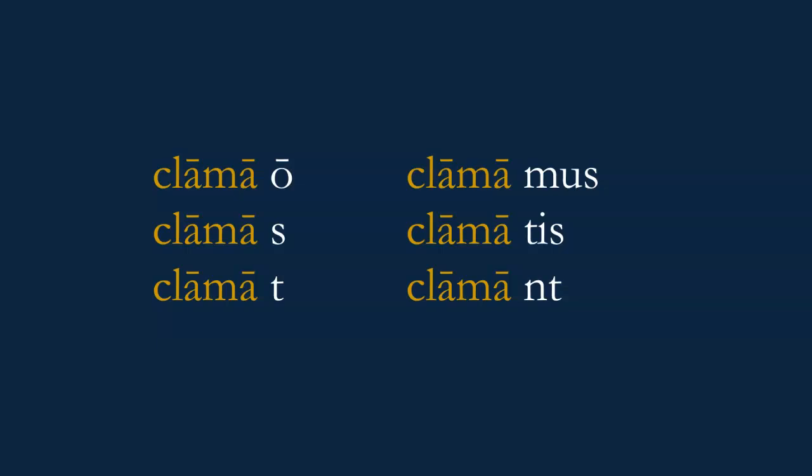Second, there is a rule that if a word ends in m or t, the last syllable of that word cannot be long. Clamat and clamant end in t, so their last syllables cannot be long. So these are the changes that we'll see when we actually conjugate our verb. The A in the first person singular will disappear, and the A's in the third person singular and third person plural will become short. And here's our conjugated verb. Let's recite it together. Clamo, clamas, clamat, clamamus, clamatis, clamant.